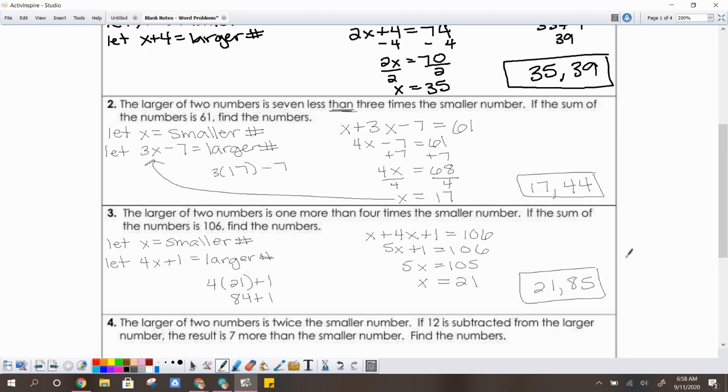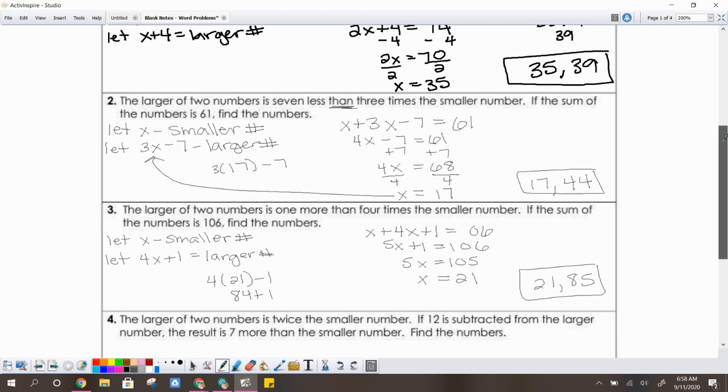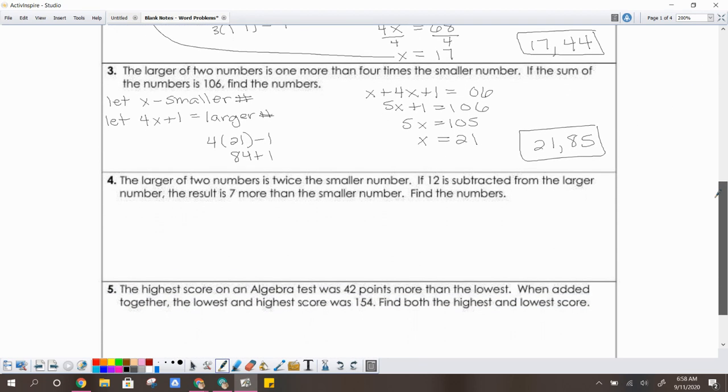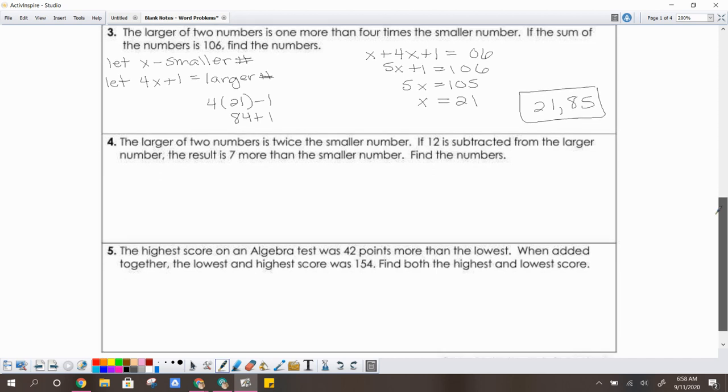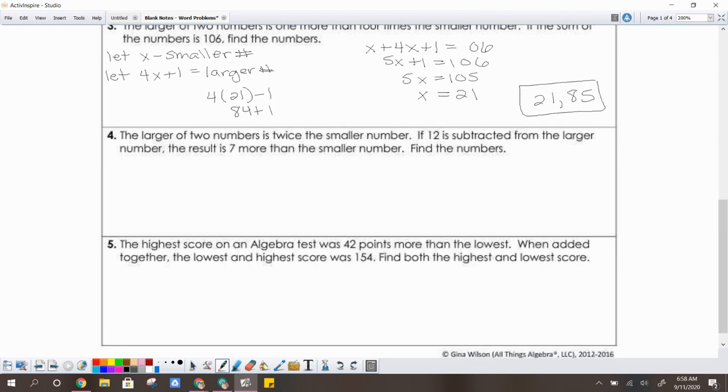Sometimes these problems will ask you to find the smaller one, or they will ask you to only find the larger one. So make sure that you're reading your problem carefully. Otherwise, you might get the wrong answer. In these ones, it is just showing us we want to find both of the numbers.